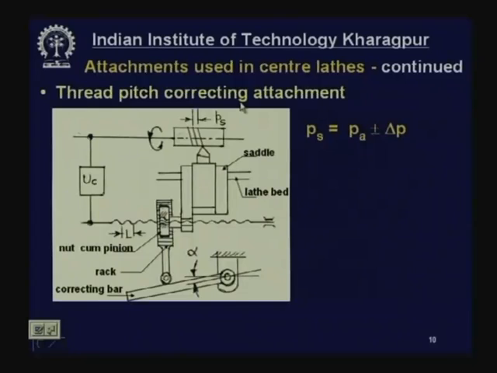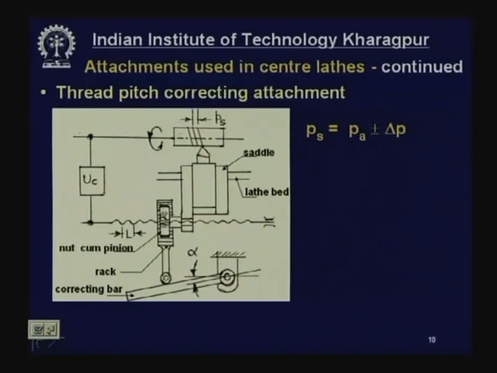Now, we are still continuing attachments used in center lathe. We can observe that so many types of attachments can be used in center lathe. Center lathes are as such so versatile that this is called father machine or mother machine, in which any type of work can be accomplished. On top of that, by using so many types of attachments, you can get this processing capability further enhanced.